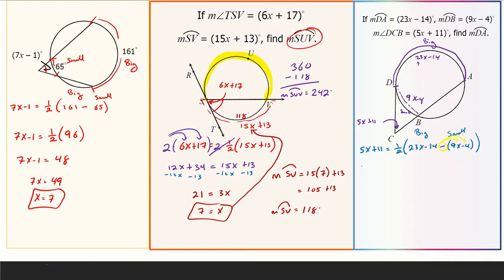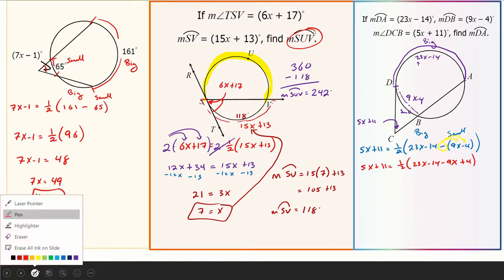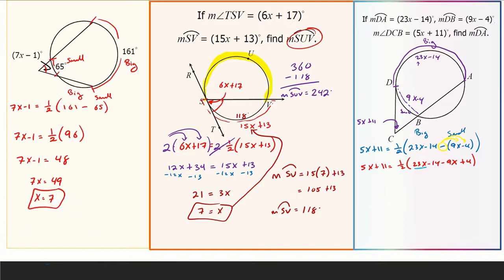So when we distribute it, on the left side we haven't touched it, so it stays as 5x plus 11. And then on the right side, I'm leaving the 1/2, I'm leaving the 23x minus 14, but now it changes to minus 9x plus 4. Once I do that, I can go ahead and combine like terms inside my parentheses. So we have 23x minus 9x, and then we also have negative 14 plus 4. On the left side it's still 5x plus 11. On the right side I'm going to take half of, so 23 minus 9 gives me 14x, and negative 14 plus 4 gives me negative 10.